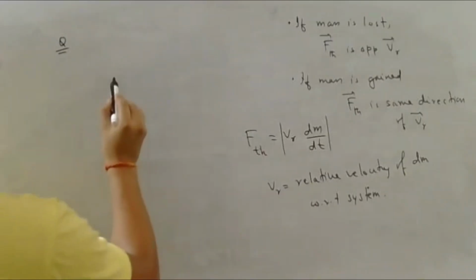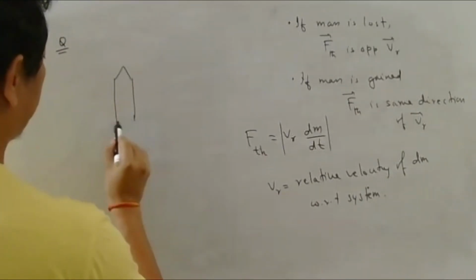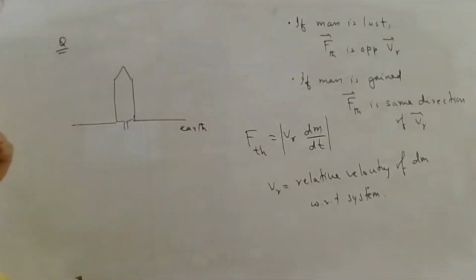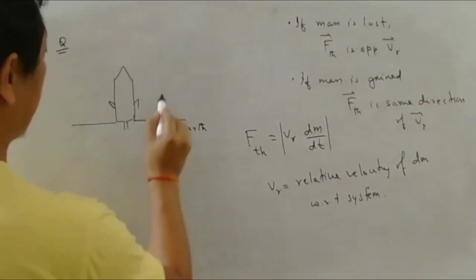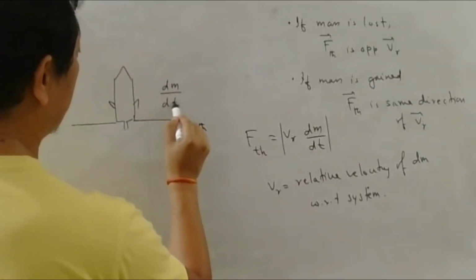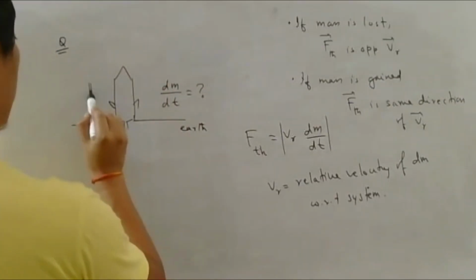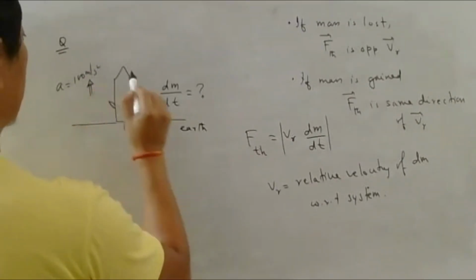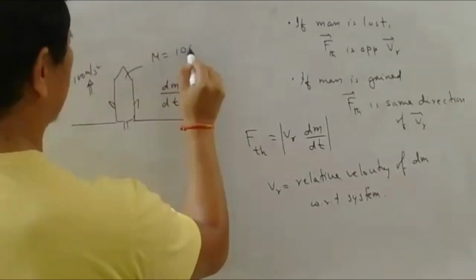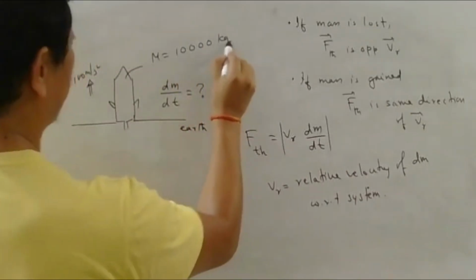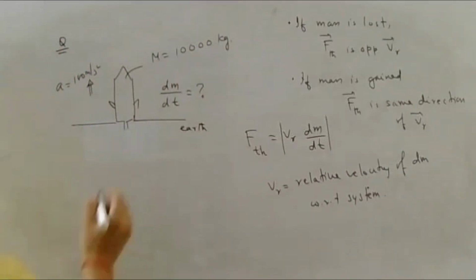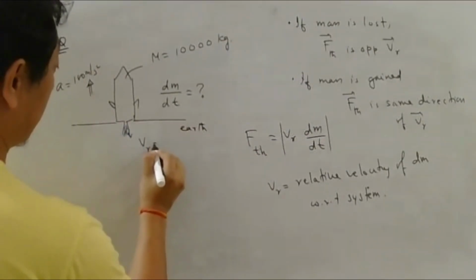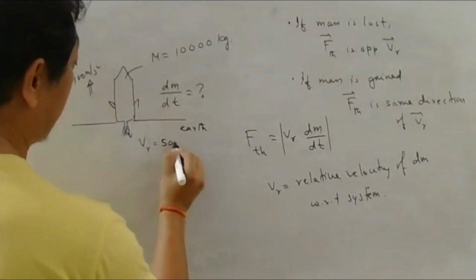They will say there is a rocket which starts from Earth, let's say, and it is ejecting gases at some rate which is unknown. It is going up with acceleration 100 meters per second squared. Its mass is, let's say, some kg like this, and the gases are ejected with relative velocity, directly they will tell, let's say 50 meters per second.